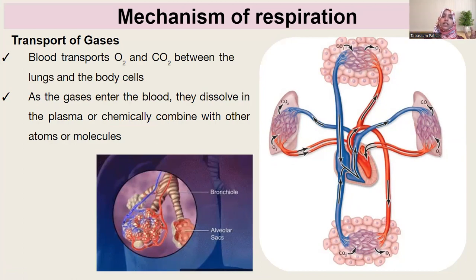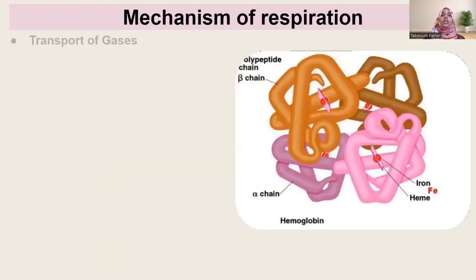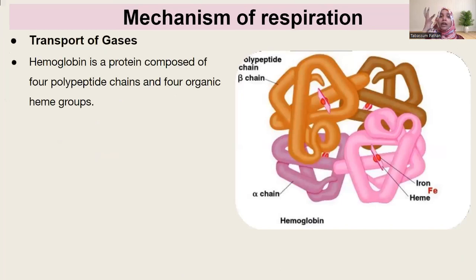When the gases enter the blood, they will dissolve in the plasma, or they will combine into some other chemical form with other atoms or molecules. How they combine, we are going to see in the next video, when we discuss the actual exchange of carbon dioxide and oxygen at the tissue level and the alveolar level in detail. So this is another factor that will determine how much gas will be exchanged between the body and the lungs. Also, the amount of hemoglobin in the blood is one of the important factors.